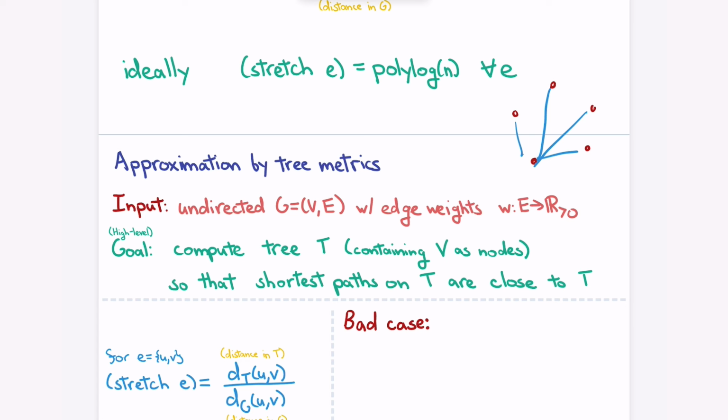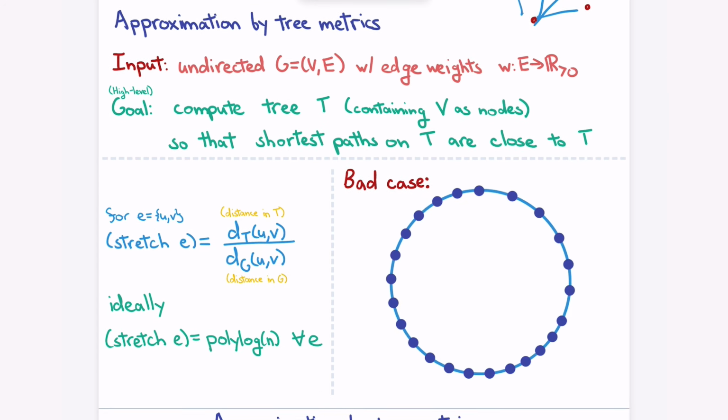Oh, a cycle. Yeah. So if you delete this edge, then these two vertices are going to be really far apart, right, for any two edges you delete. So at some level, it's impossible to get a spanning tree that makes everyone happy.